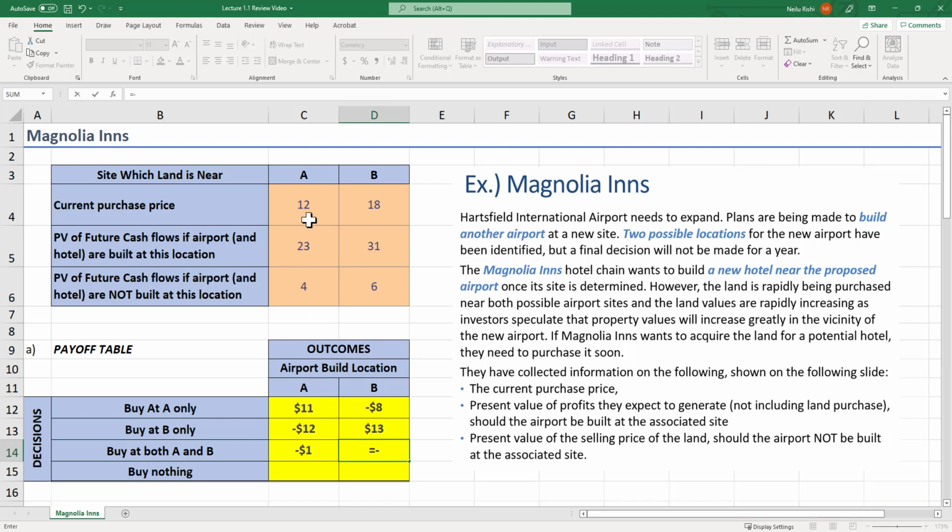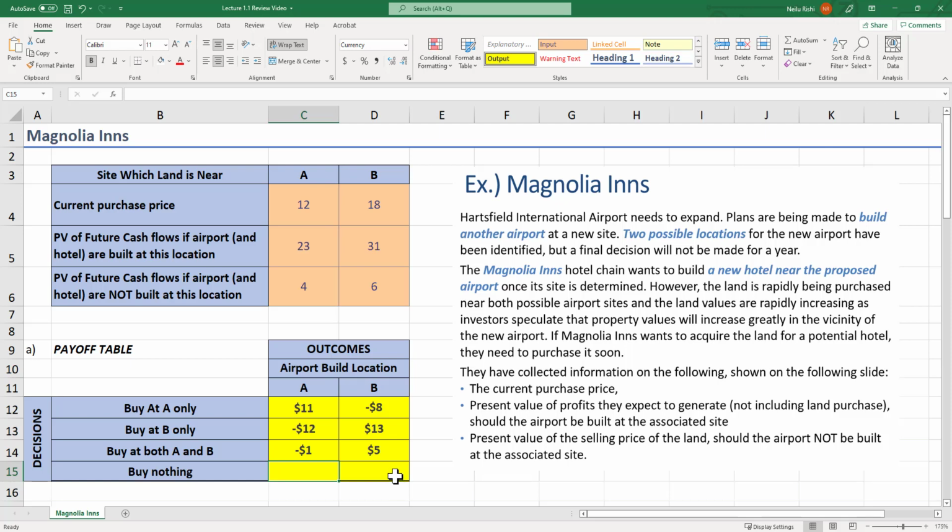Again, buying at both B and A, I would have the negative 12 minus the 18. Plus, now in this case, we would be having the airport at B, so I would sell the land at A for the reduced 4 million. Plus, for B, I would build the hotel and get 31 million.